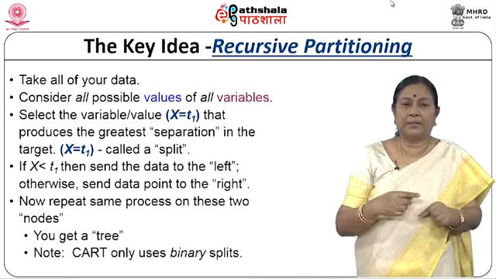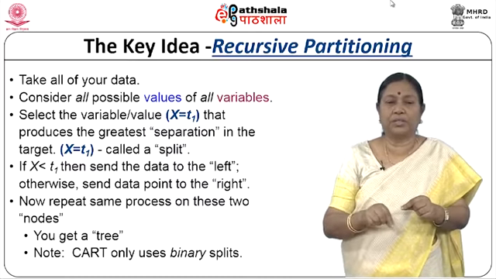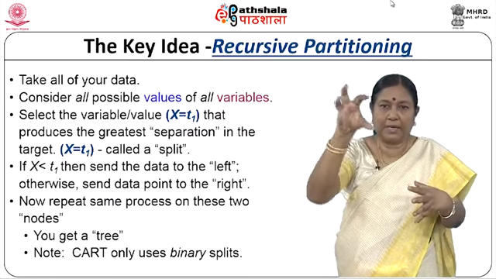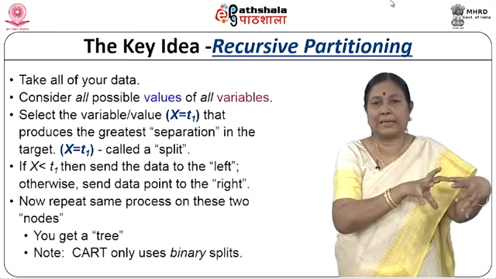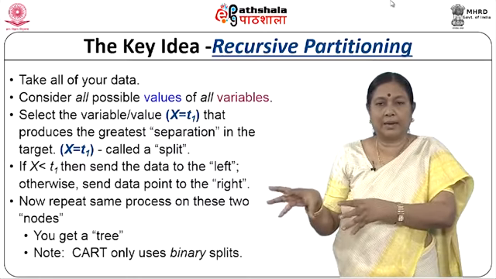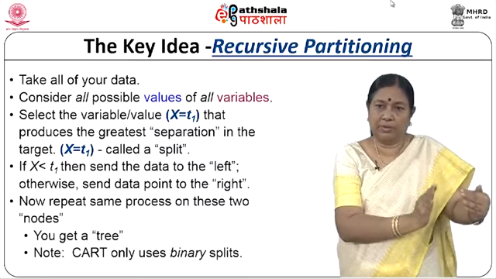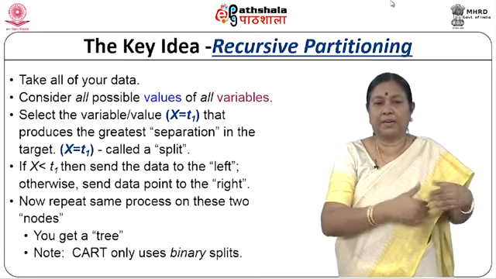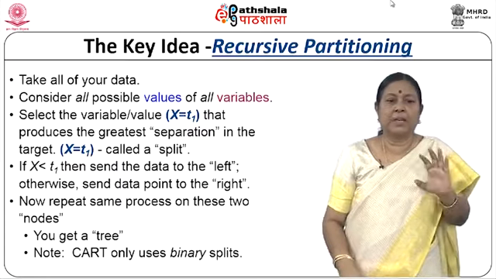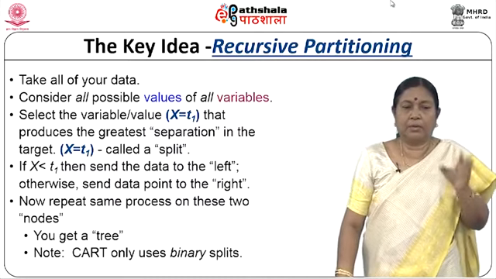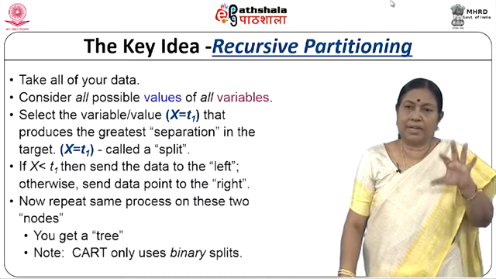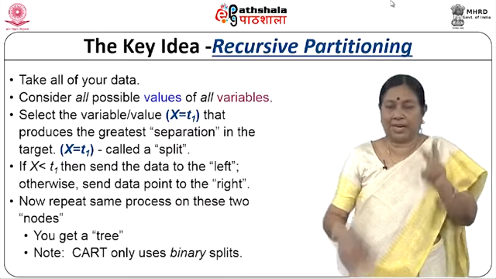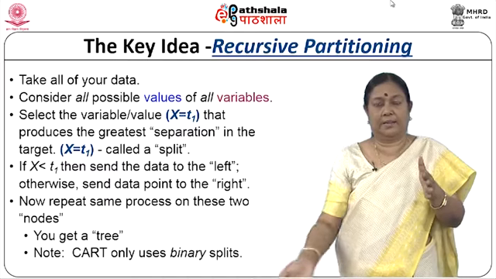Now, repeat this process for the 2 nodes that you have got. You start with the whole data set, you split it into those with x less than t1 and those with x greater than t1. Now, this is a new data set, x less than t1, that you take and you keep splitting into 2 nodes at each stage. So, you get a tree. According to our setup, whether the values are numerical or whatever, we are assuming binary split.